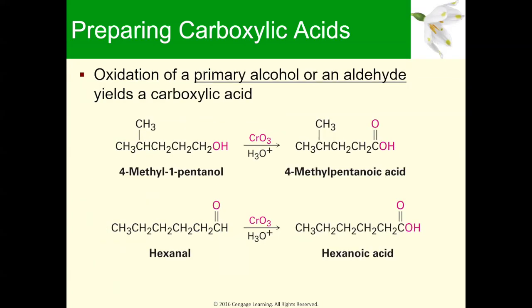And again, we've talked about these before, where you can start with an alcohol. If it's a primary alcohol, you can oxidize it all the way to a carboxylic acid with a strong oxidizing agent, like this. Or if it's an aldehyde, you can oxidize that into a carboxylic acid. So oxidation of a primary alcohol or an aldehyde yields a carboxylic acid.